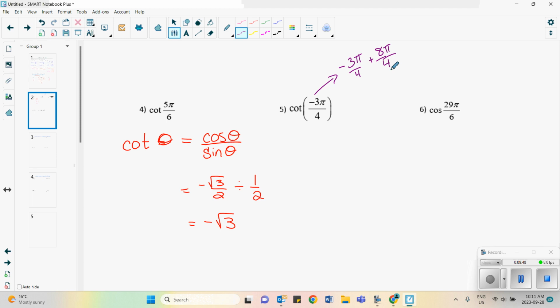And why 8 pi over 4? Because that is a full rotation. And I'm going to be looking for cotan of 5 pi over 4. It ends in the same place. I'm going to get the same answer, but it's just way more friendly. What quadrant am I in for 5 pi over 4? I'm in quadrant 3. And we have no information for quadrant 3. Didn't do that, but that's okay.